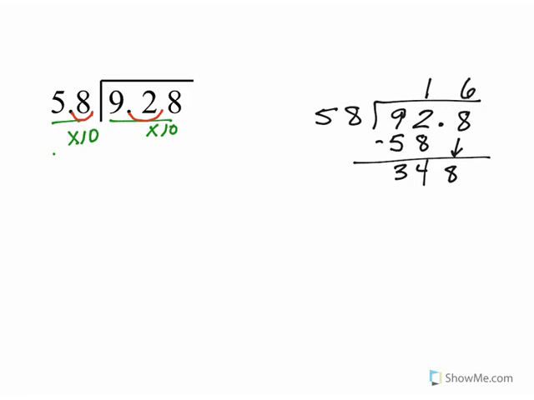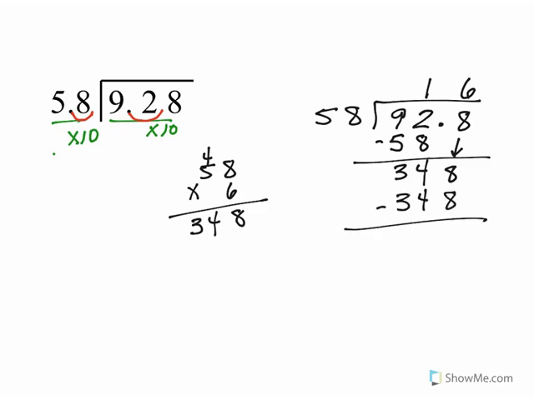Let me come over here and work out what 58 times 6 is. Well, 6 times 8 is 48. Carry my 4. 6 times 5 is 30, plus 4 is 34. And that's 348. 6 times 58 is 348. And we end up with nothing left.